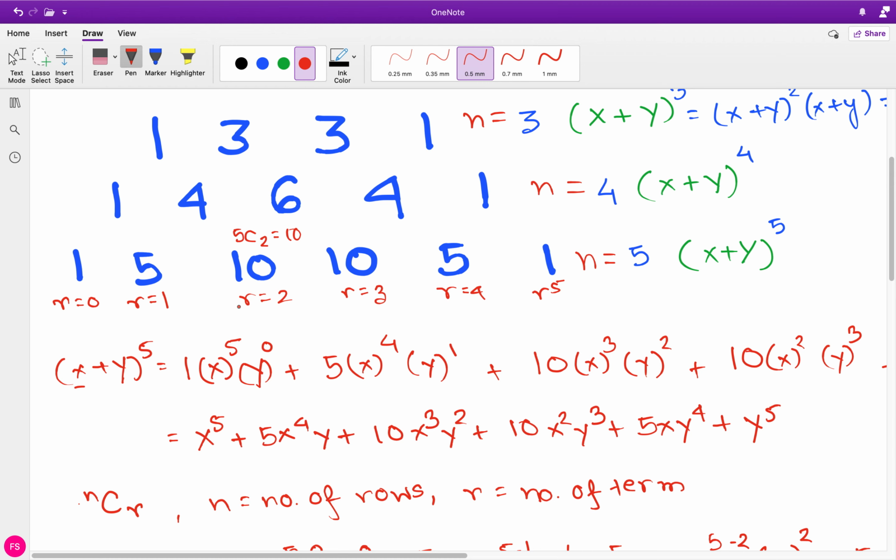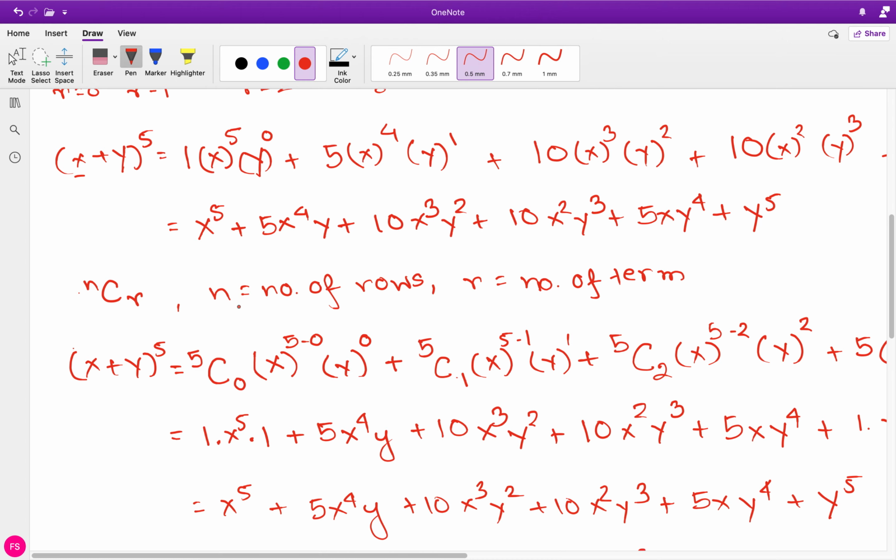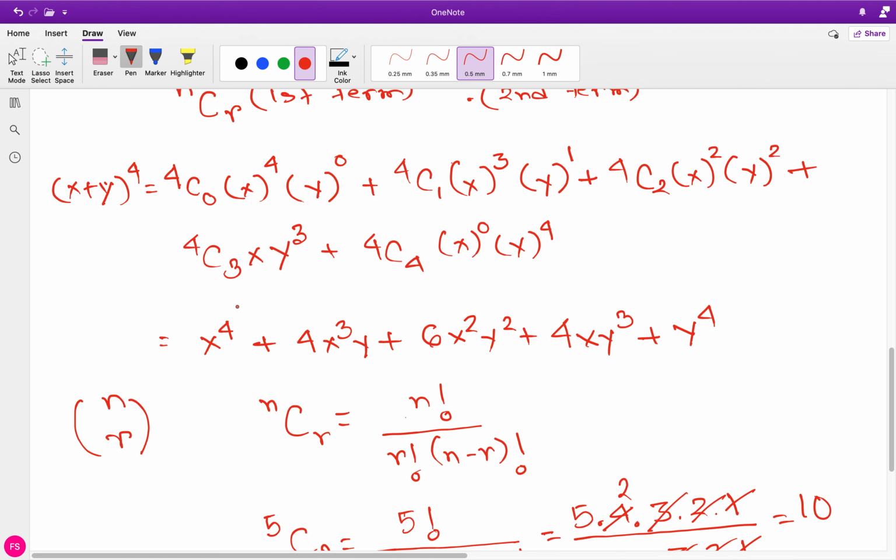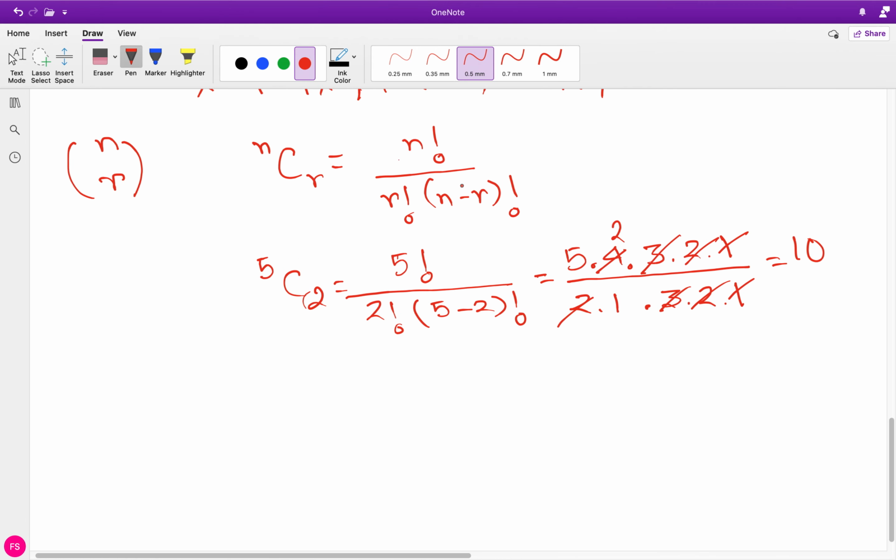Sometimes you will be asked to find a term, and you don't have to expand the whole thing. You just want to find the 6th term or the 7th term or the 10th term of one expansion. That time you use this formula, n factorial over r factorial times n minus r factorial. So you don't have to draw the Pascal's triangle. You don't have to use the calculator. You can just do this to find the exact term.